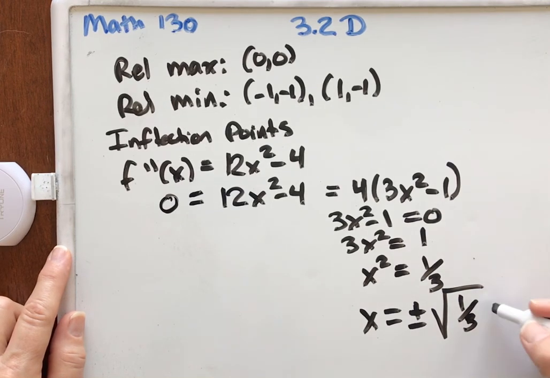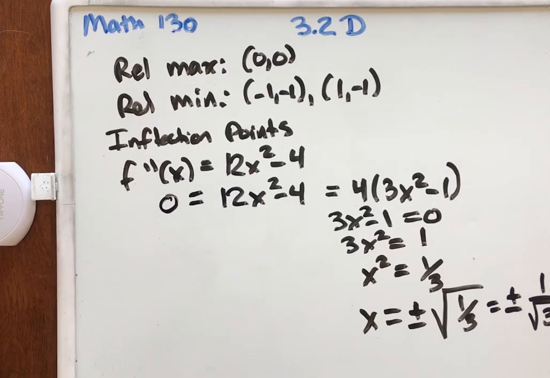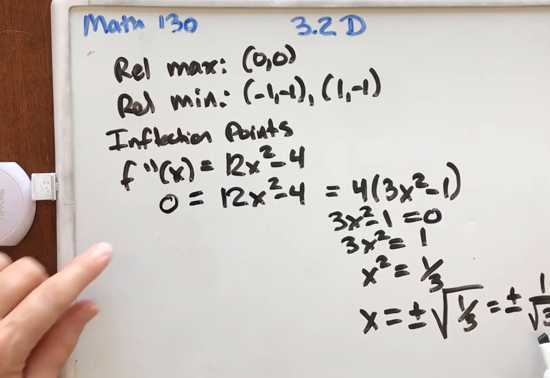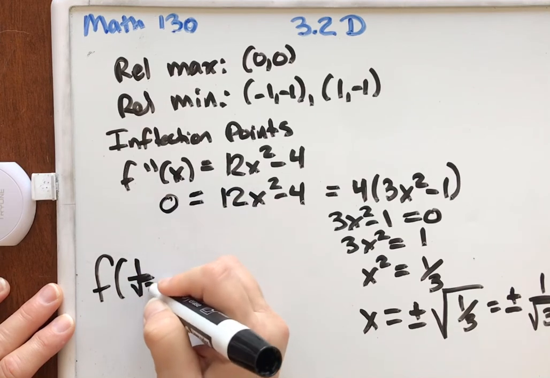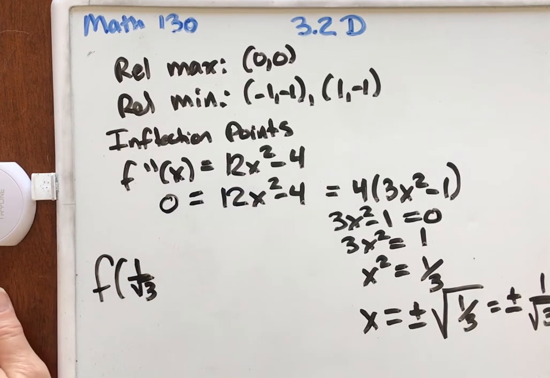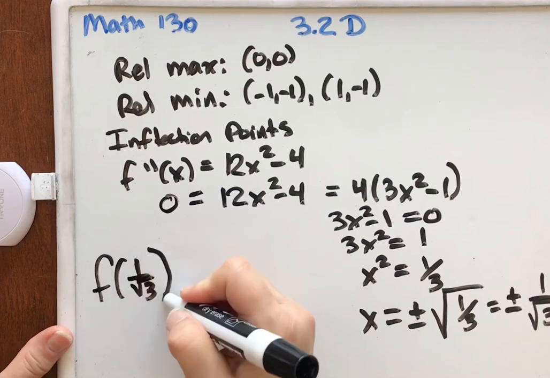Okay, that can be rewritten. Square root of 1 is 1. Or we can rationalize the denominator. We'll just leave it like this. Okay, so now we need to find some points. We're going to put that into the original equation. F of 1 over square root of 3. We'll put in the positive 1 first.